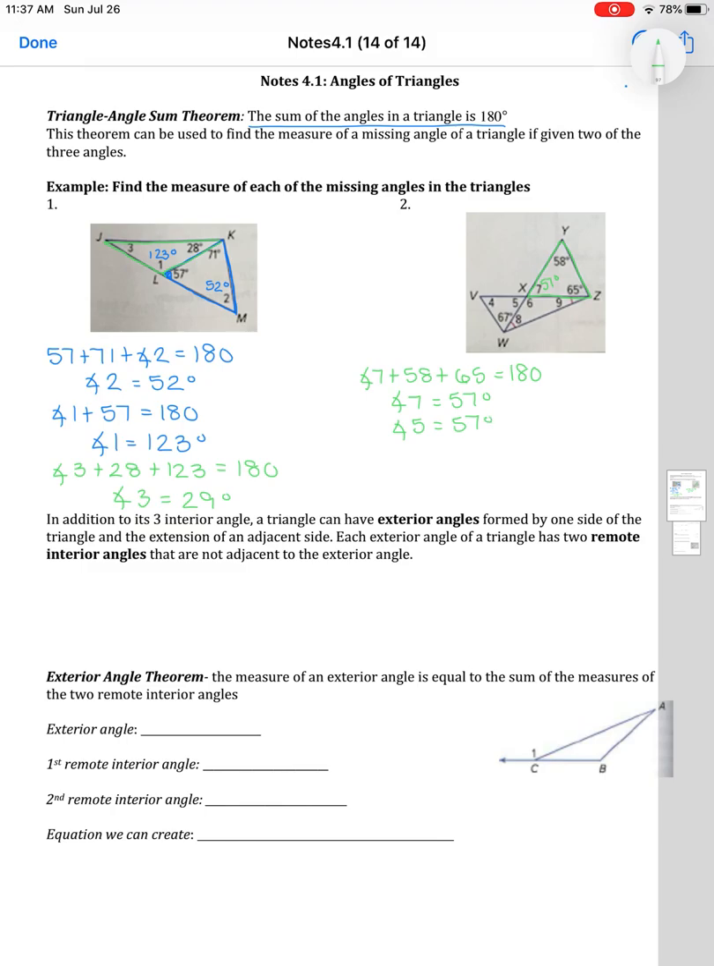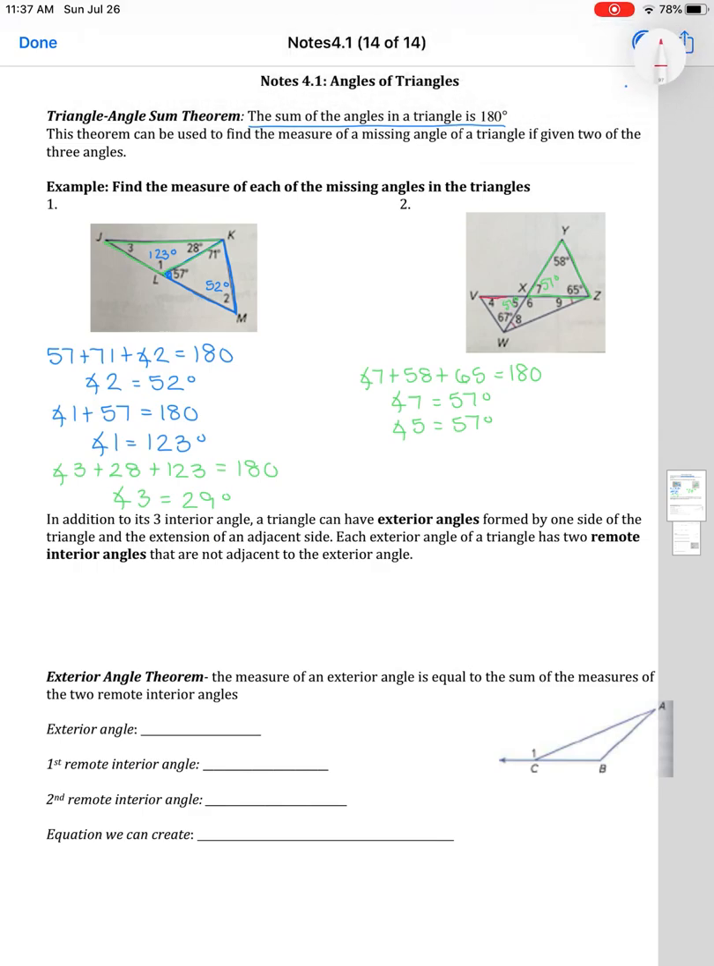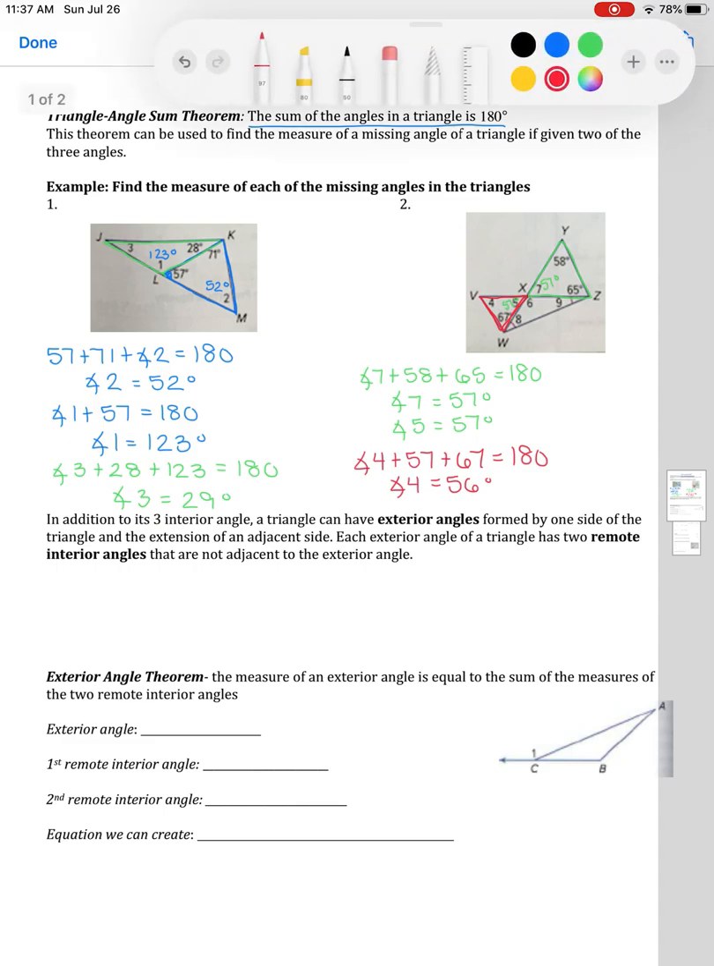So I'm going to look at the triangle on the right first. And I'm going to say, okay, well, I need more room here. So let's see. So I have angle 7 plus 58 plus 65 equals 180. So that means that angle 7 is equal to 57 degrees. Well, if 7 is 57 degrees, then I know that 5 is 57 degrees because they're vertical angles. So I can put 57 in here.